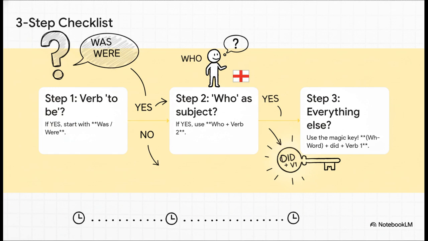Every single time you want to ask a question about the past, just run it through this process. Step 1. Is the main verb was or were? If it is, boom, you're done. Start with was or were. If not, go to step 2. Are you asking who as the subject, as the person who did the action? If yes, you know the rule. And if the answer to both of those is no, well, you land on step 3, which is for literally everything else. And that's when you pull out your magic key, did.